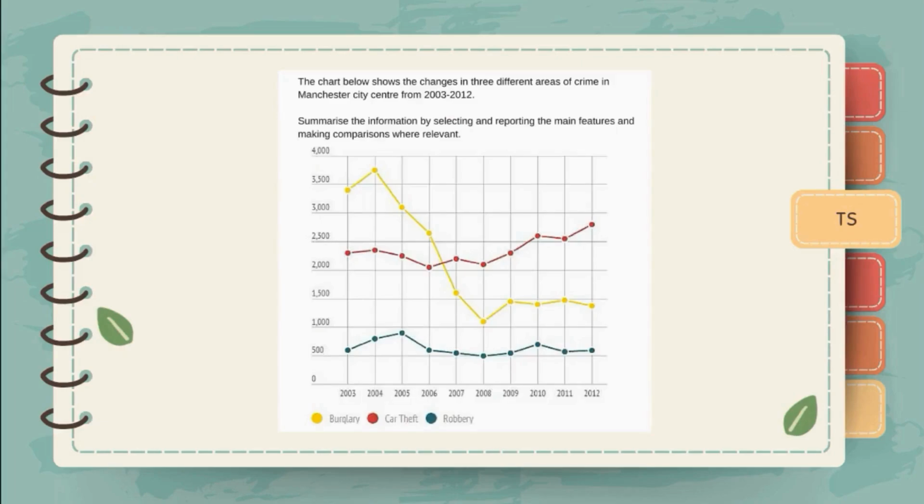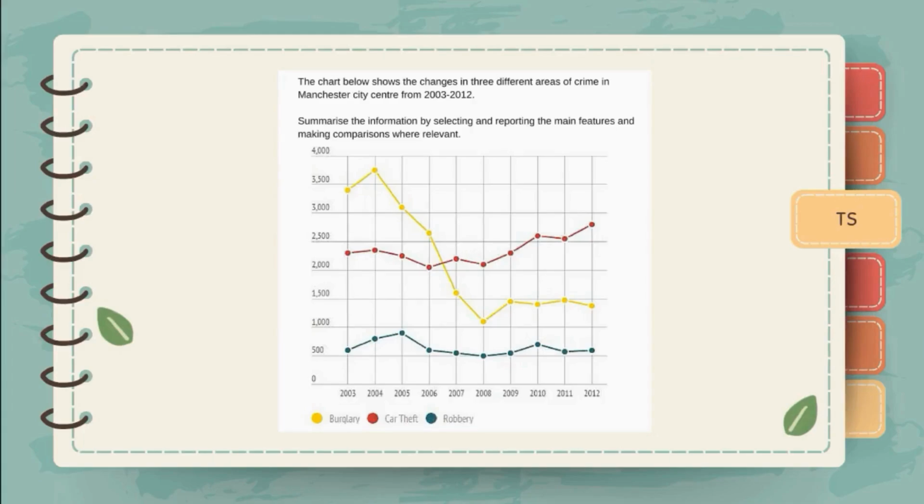Here is an example, a sample question of IELTS academic task 1. You can see here that you are given a line graph. There's a description about the graph. The chart below shows the changes in 3 different areas of crime in Manchester city centre from 2003 to 2012. You are given a certain time period and certain changes. Now, what you have to do is you have to summarize the information by selecting and reporting the main features and making comparisons where relevant.